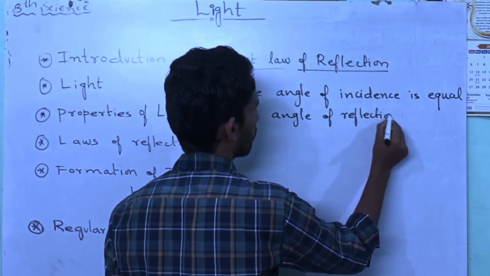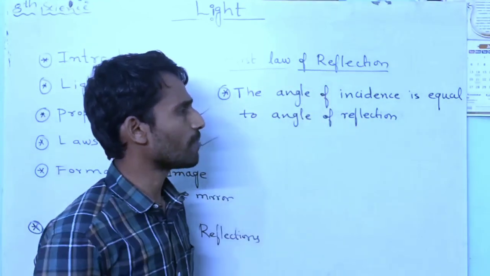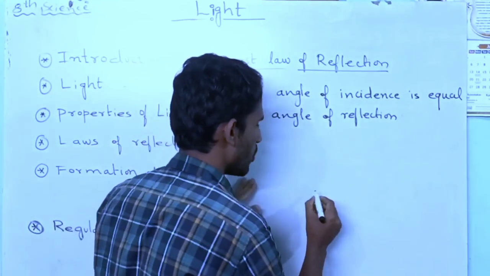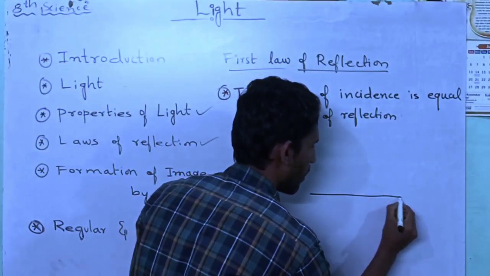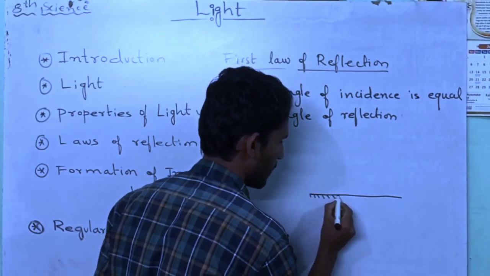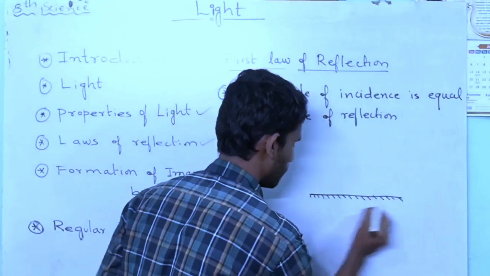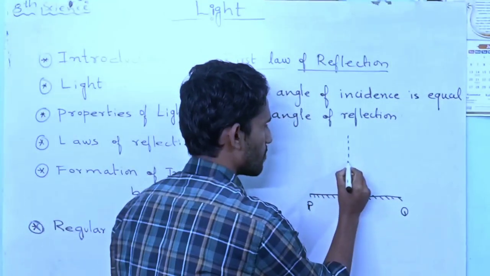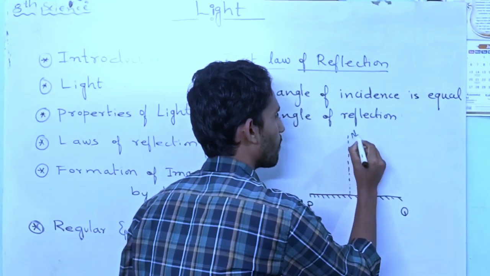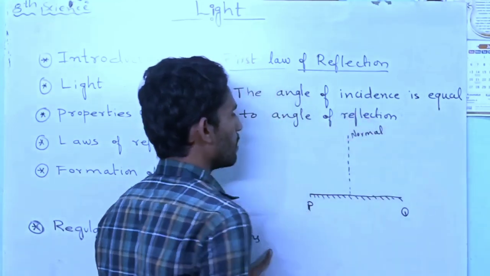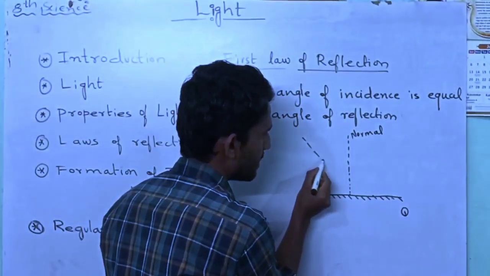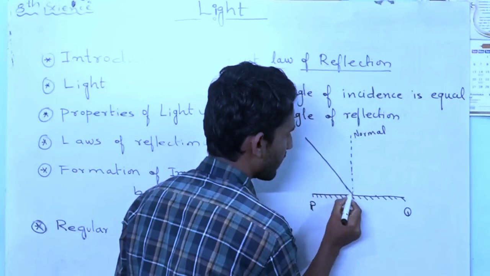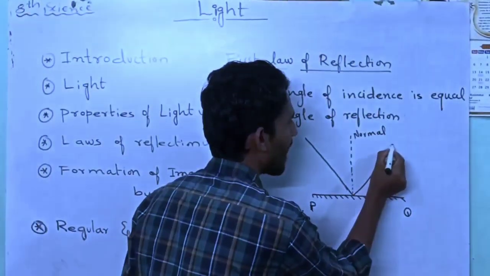Dear friend, the first law of reflection: the angle of incidence is equal to the angle of reflection. I will show you here. This is the mirror PQ. This is the normal point. This is the incident ray and this is the reflected ray.